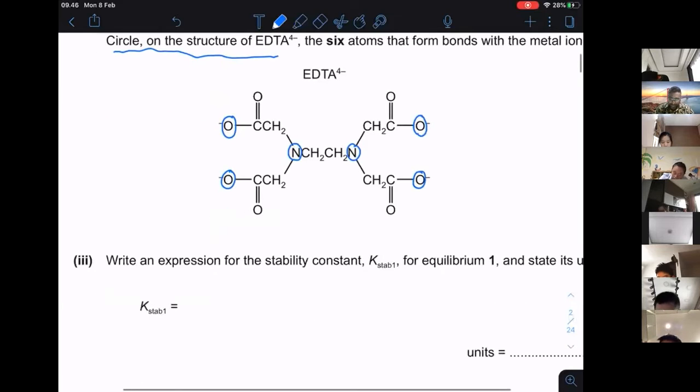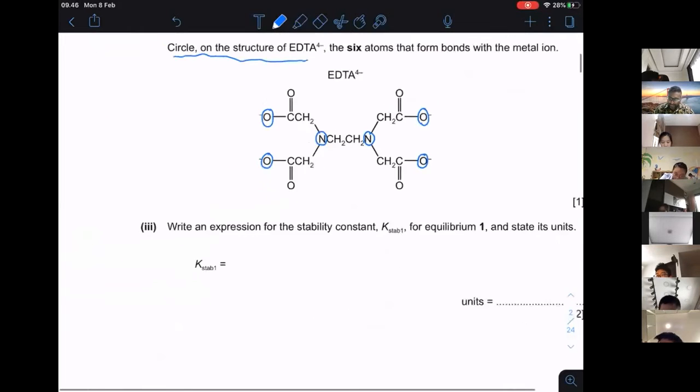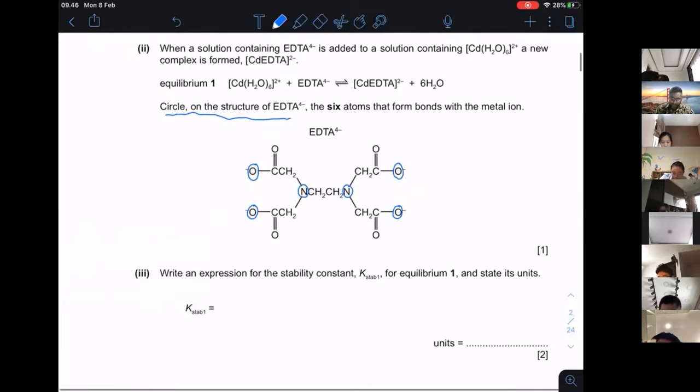Write an expression for the stability constant of equilibrium 1 and state its unit. So just write this one divided by these two.